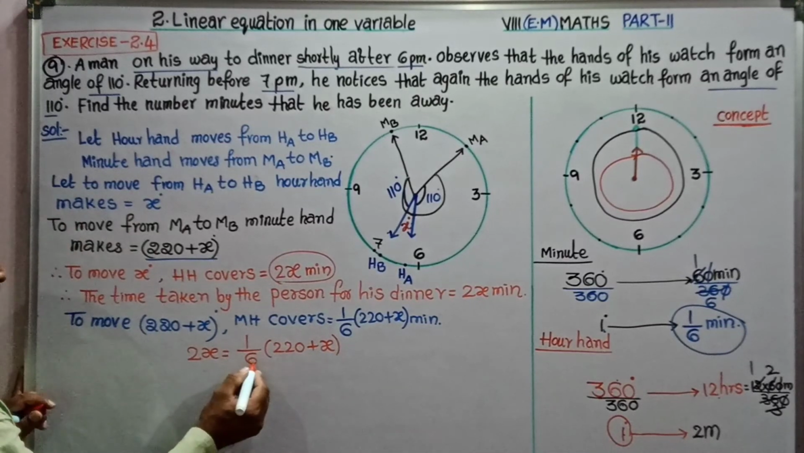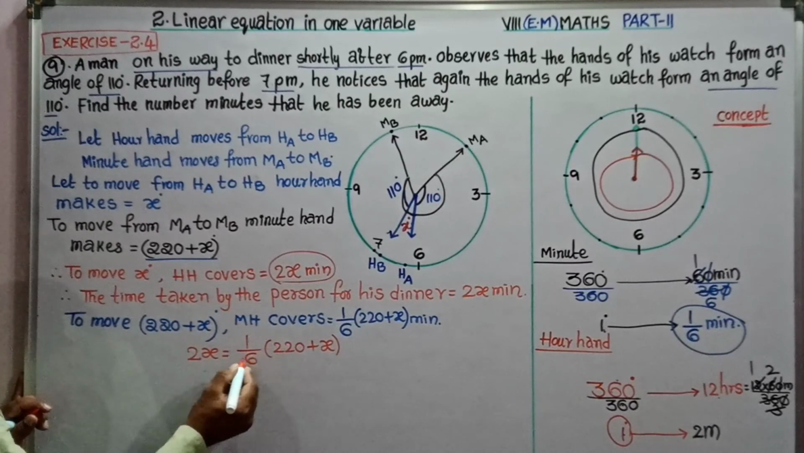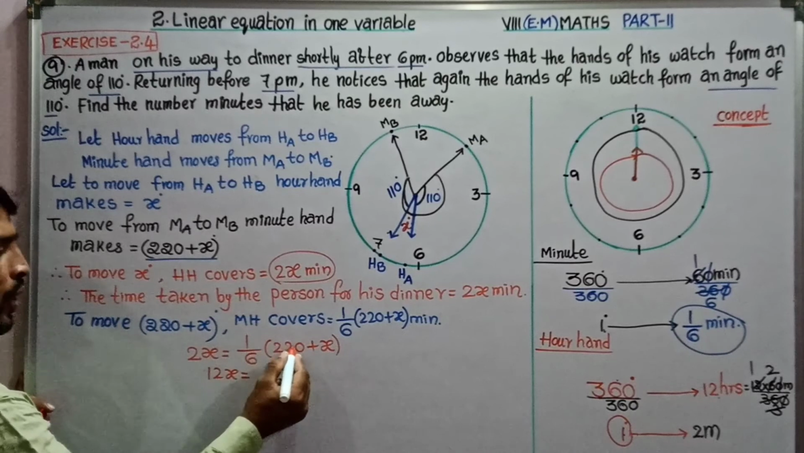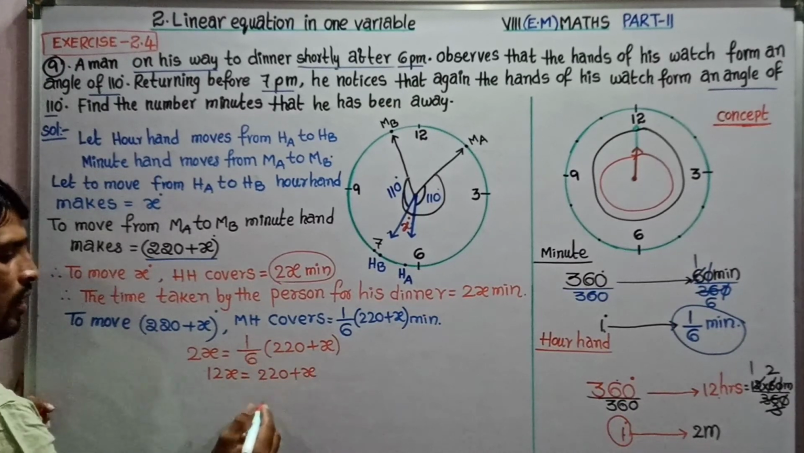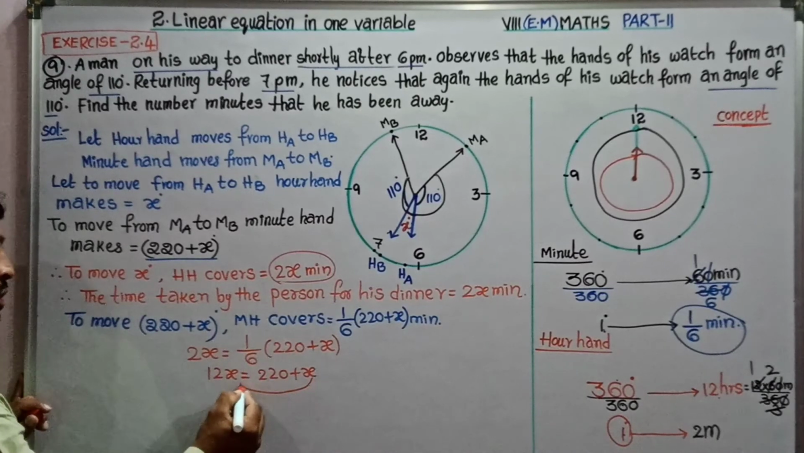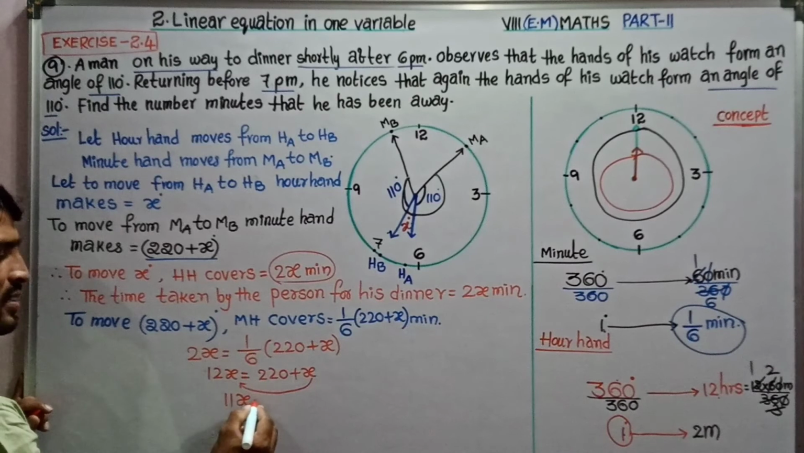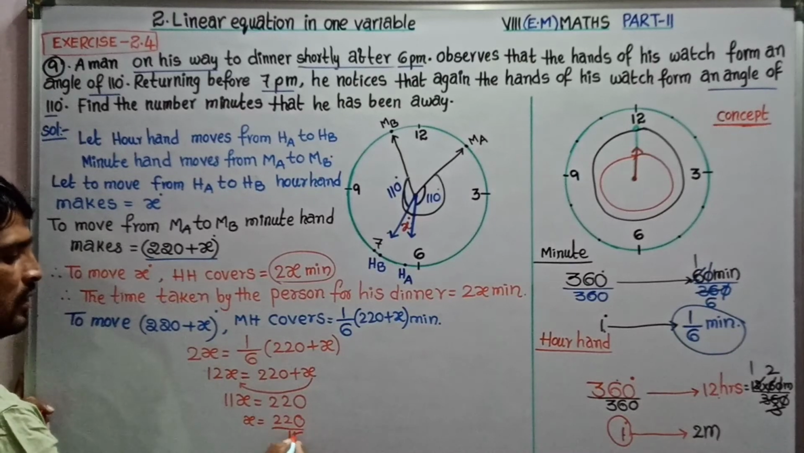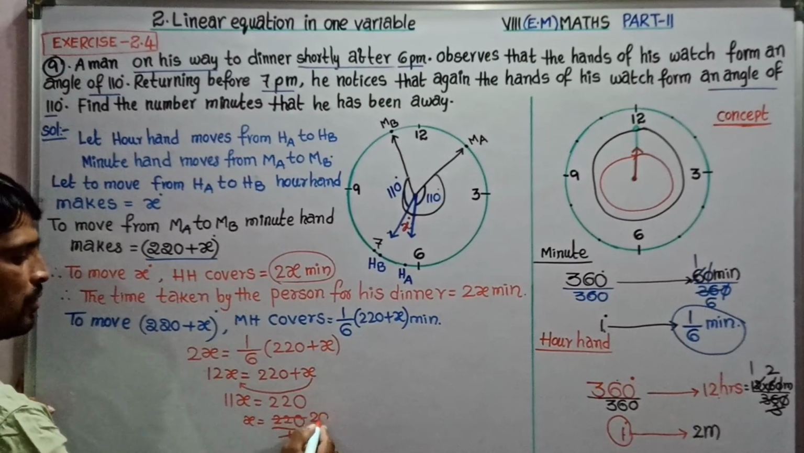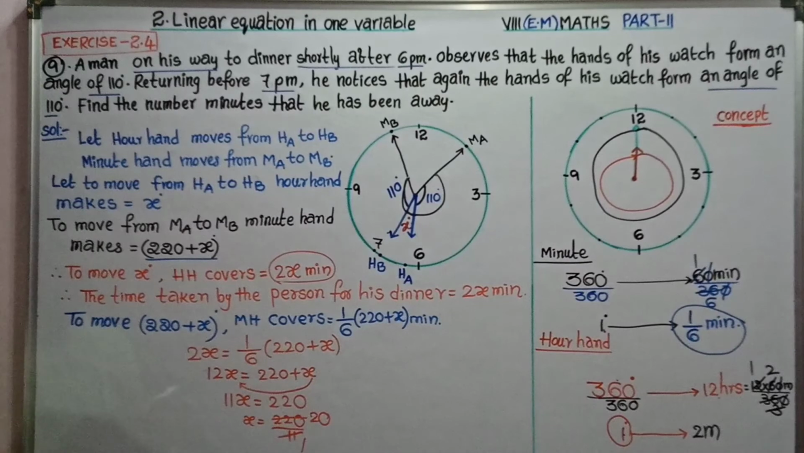Transpose the denominator 6 from RHS to LHS. We get 6 twos are 12x. 12x equals 1 into 220 plus x, that is 220 plus x. Transpose plus x from RHS to LHS, we get 12x minus x, that is 11x, which is equal to 220. x equals 220 by 11. 11 twos are 22. x is equal to 20.